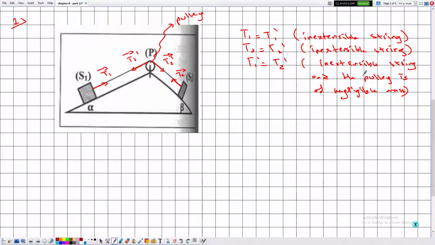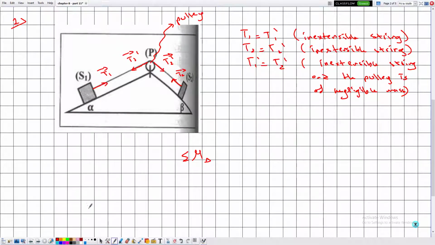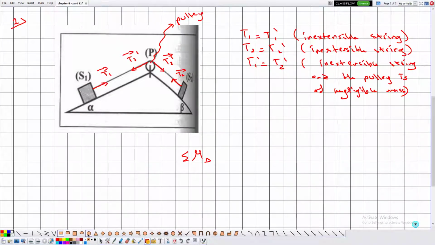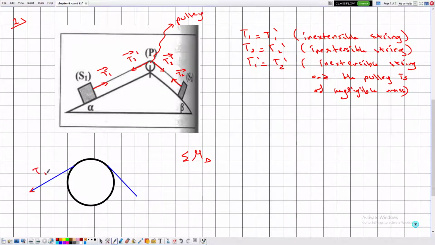Let me explain. So now we can consider the sum of moments around an axis delta, which is this one, passing through the pulley. Let me sketch it here in a more clear diagram. So this is the pulley, and this is the tension, say for example T1 prime, and this is the tension T2 prime, like this. So we can discuss Newton's second law for rotation, and we say that the sum of moments around the axis delta is equal to I alpha.